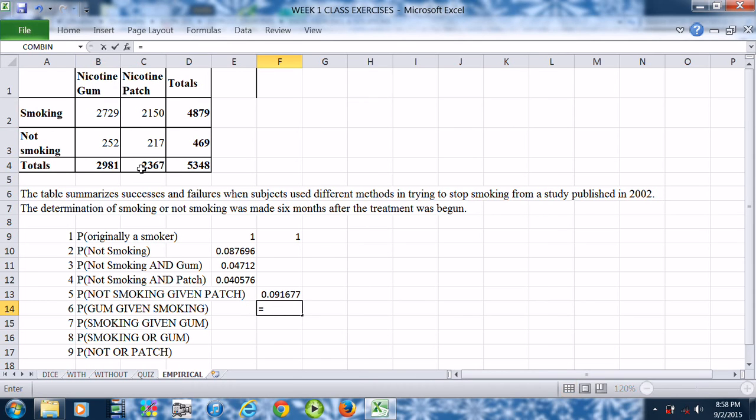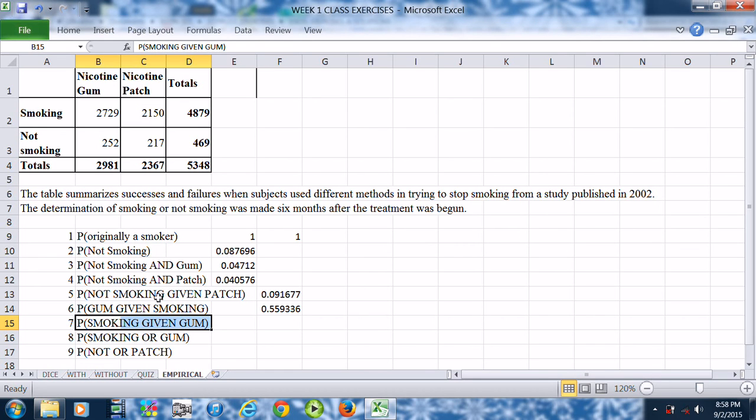So we get 2,729 divided by the 4,879 to get 0.559336. Let's do one more of these smoking given problems.